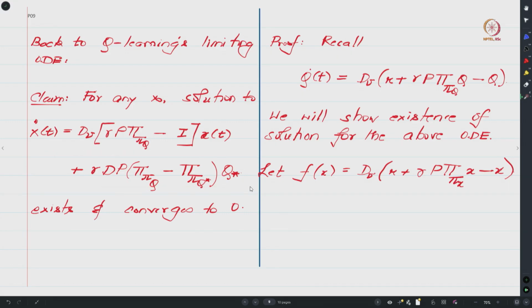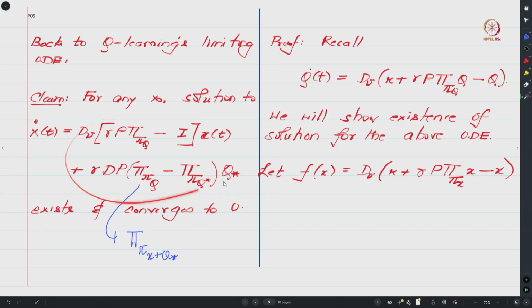Okay, so this is the ODE, and as I said, sometimes I will write this as pi q, or sometimes one can think of this expression as pi little pi x plus q star. So depending on the context I will sometimes think of it in this fashion or sometimes in this fashion. Our goal is to show that if you take any solution trajectory of this, first of all, such a solution trajectory exists, and the second thing is we want to show that it indeed converges to 0.